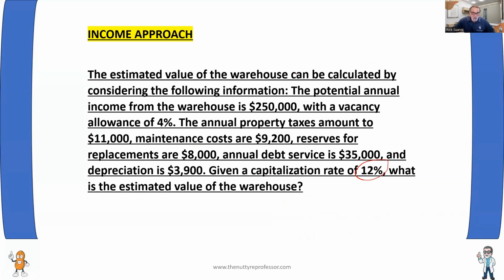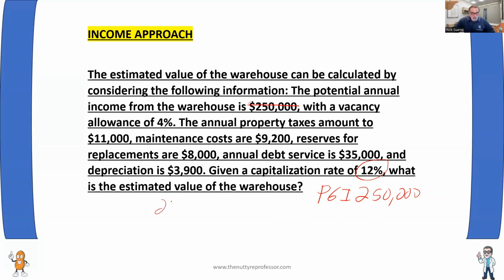The estimated value of a warehouse can be calculated by considering the following information. The potential annual income for the warehouse is 250. So they already told us the PGI. So let's go ahead and plug that one in. And then let's put a line through it so we don't get confused again. With a vacancy allowance of 4%.